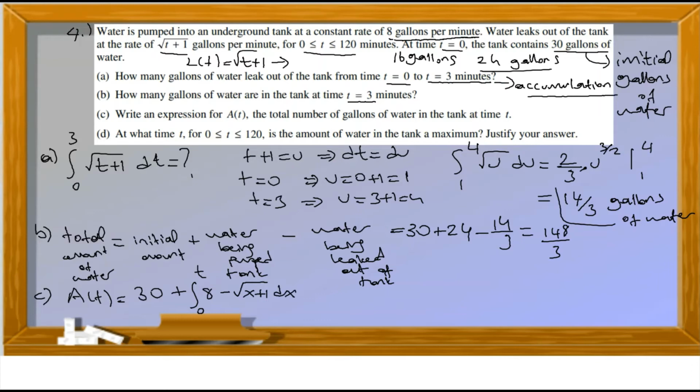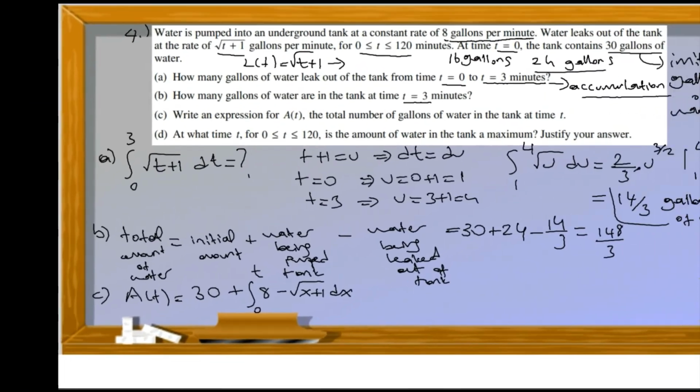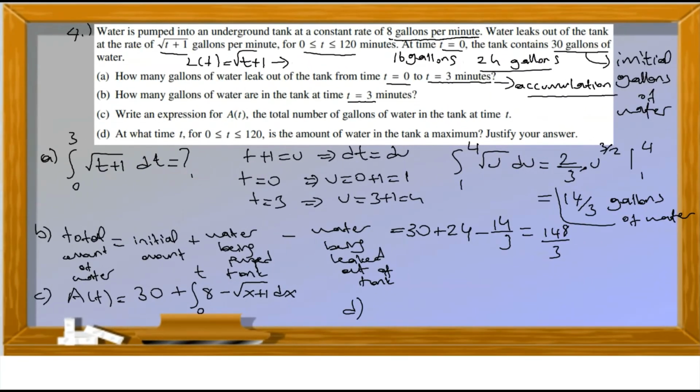So basically this expression is going to tell us in general how much water is in the tank at any time. Okay, that's the model that we need to create. So in part D, it says, at what time t for 0 less than or equal to t less than or equal to 120 is the amount of water in the tank maximum. So this is the keyword, maximum. Whenever we see this keyword maximum, that relates to the first derivative.